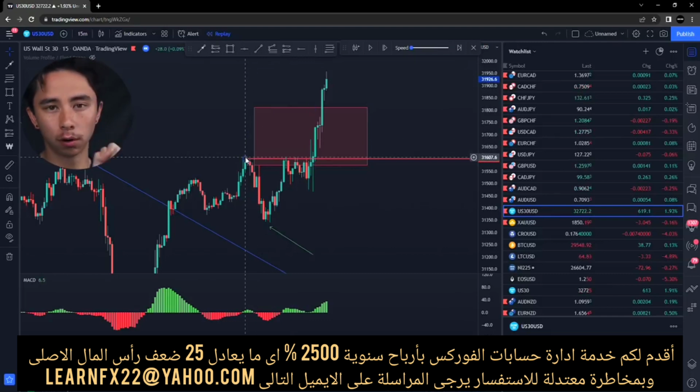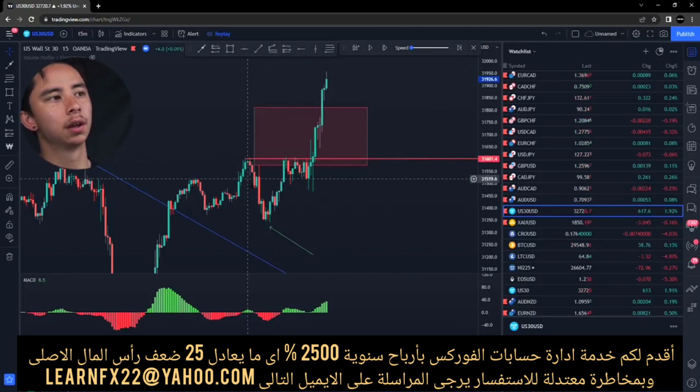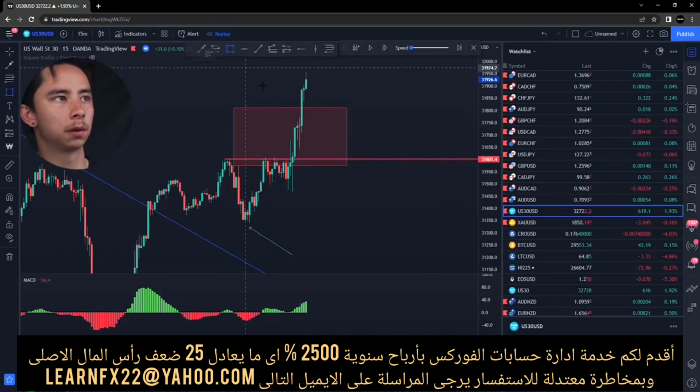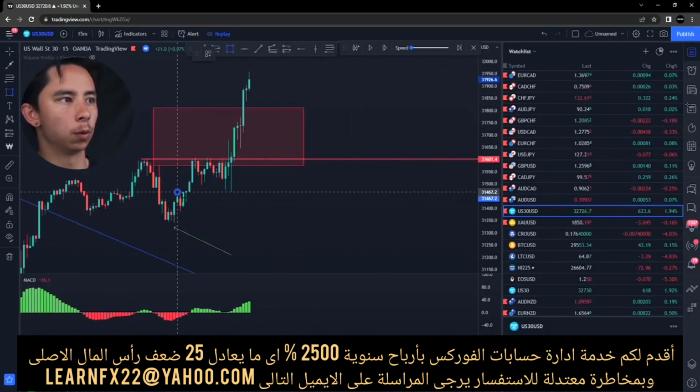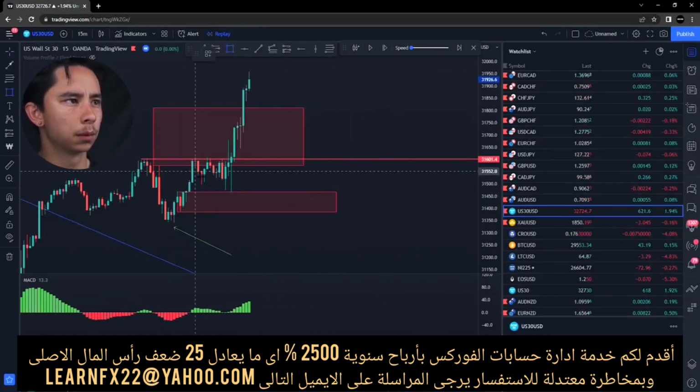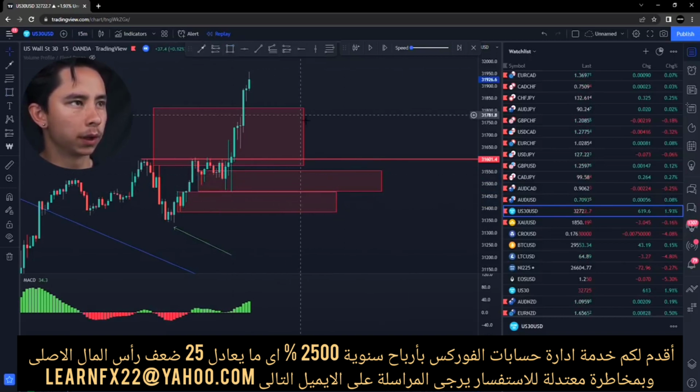We have our number one strategy, the simple strategy. We broke a lower high. We wait for price to come back into liquidity. We have an order block going on here. We have some liquidity from these big wicks down here.